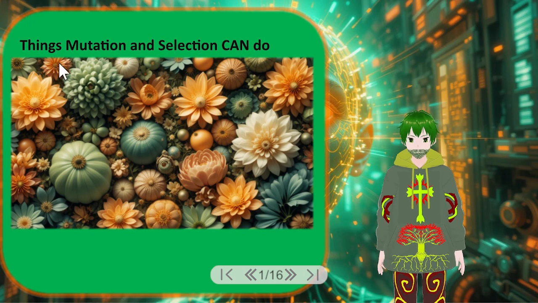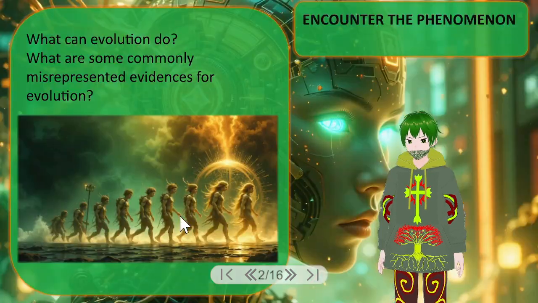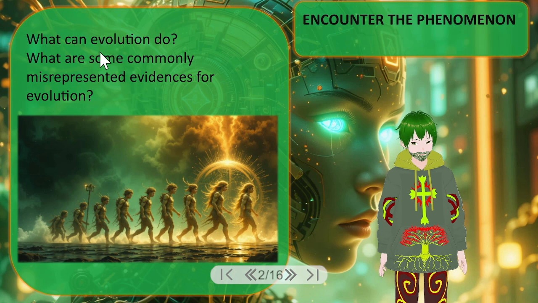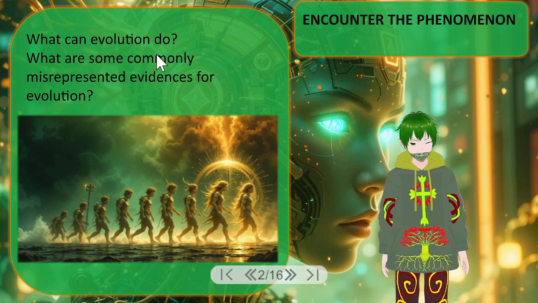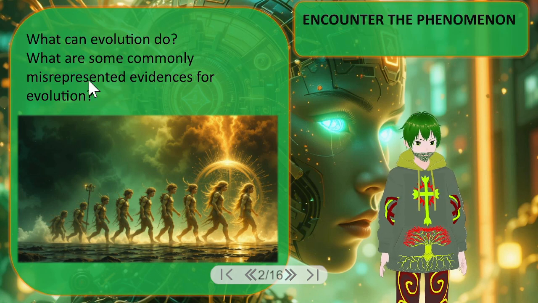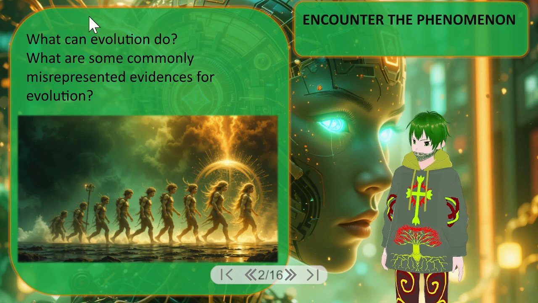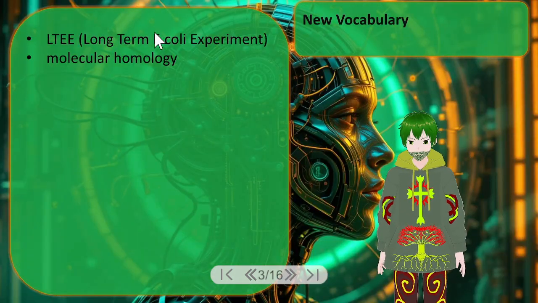Today, we're going to be looking at things mutation and selection can do, because there are some things that it definitely can do. So, today's big questions are: what can evolution do? What do we know for a fact, beyond a shadow of a doubt, that it's capable of? And then, what are some commonly misrepresented evidences for evolution? Those are the two big questions for today. I think they're pretty good, and we're going to look at it.